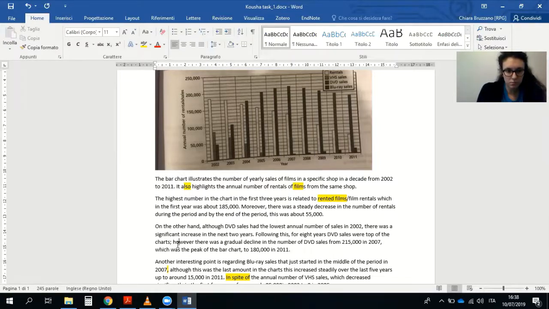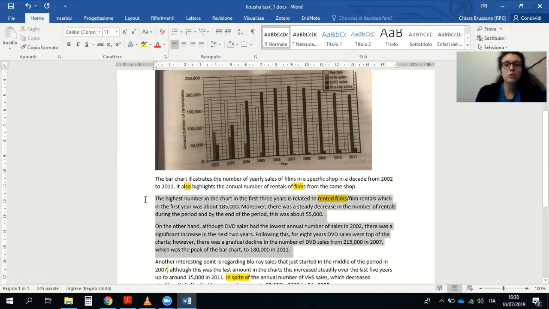However, so semicolon, however, comma, there was a gradual decline in the number of DVD sales from this to this, which was the peak of the bar chart. Now, this is fine. All of this is fine. It does read a little bit like a list of numbers, which is something that we want to avoid. So for example, Kusha, if we start from a figure of almost 200,000 and then we finish with a figure of 55,000, that would be what, 1/3 roughly.